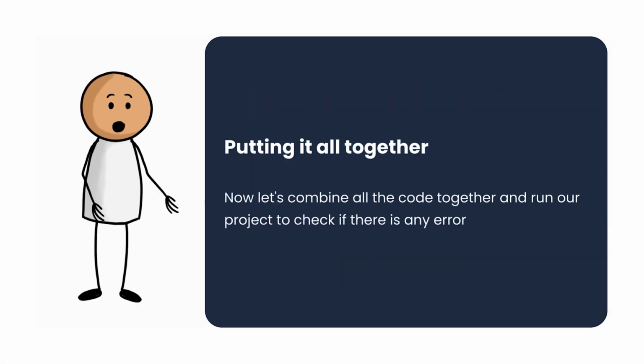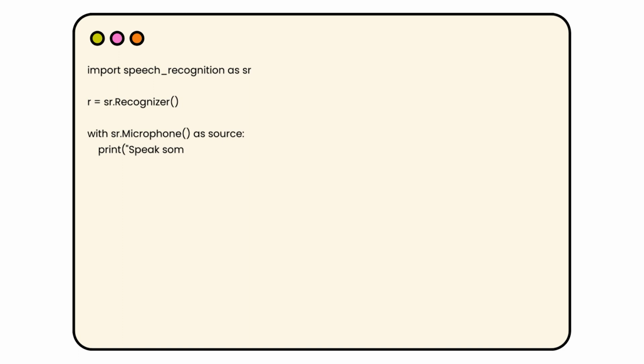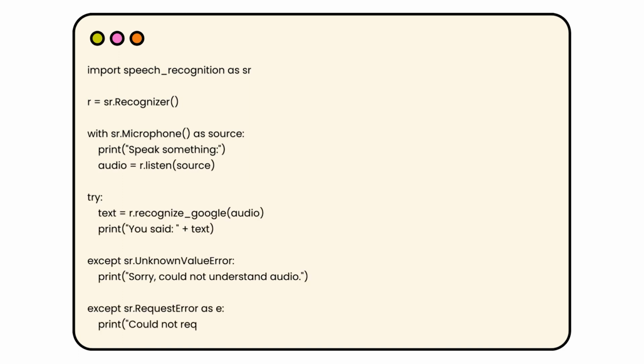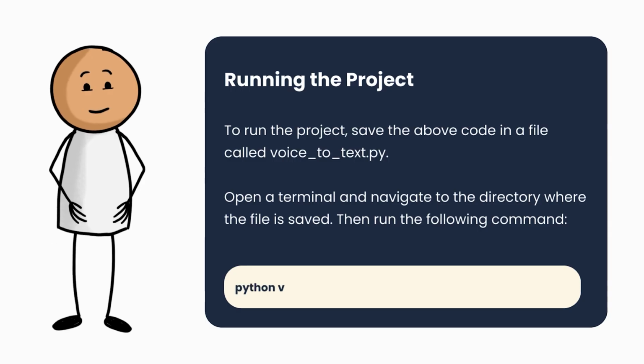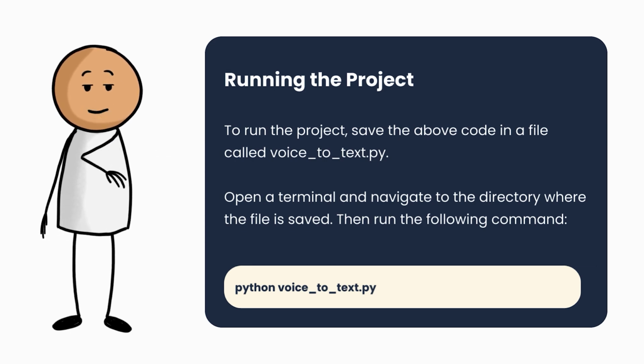Now let's put it all together. Here is the complete code for the project. Step 5. Running the project. To run the project, save the above code in a file called voice_to_text.py. Open a terminal and navigate to the directory where the file is saved. Then run the following command.